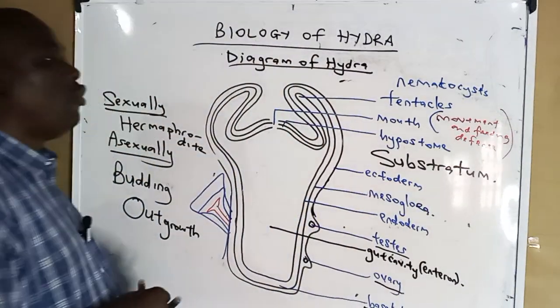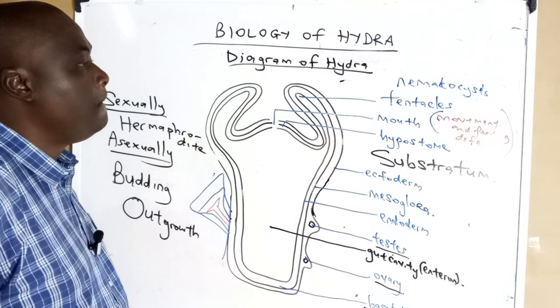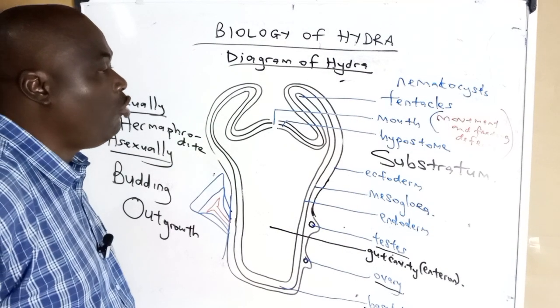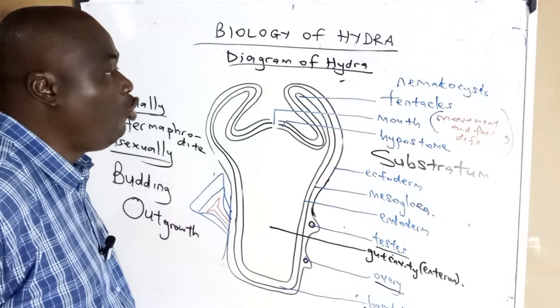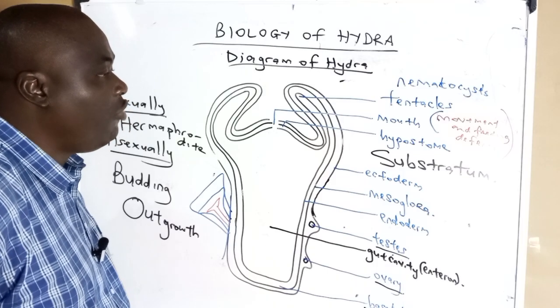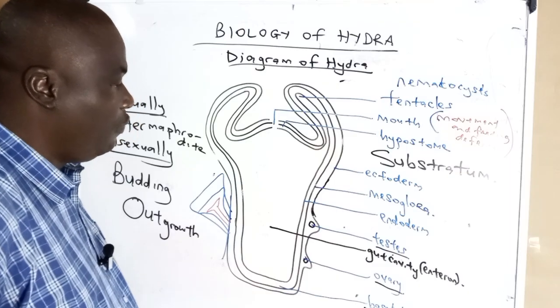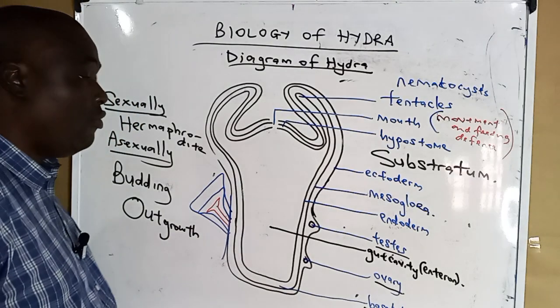Then I will say it has tentacles for movement, and on the tentacle we have stinging cells called nematocysts. Tentacles are also used for feeding and for movement. And I said Hydra reproduces sexually and asexually.